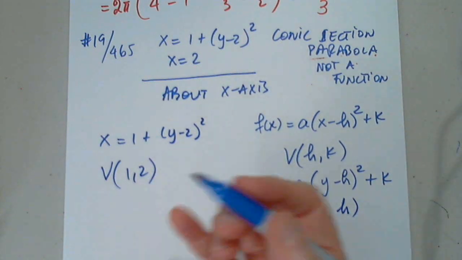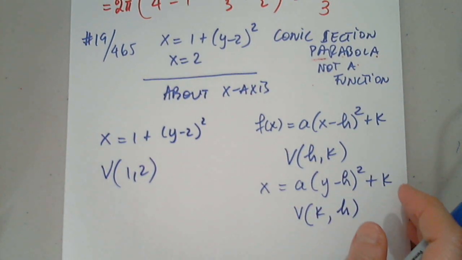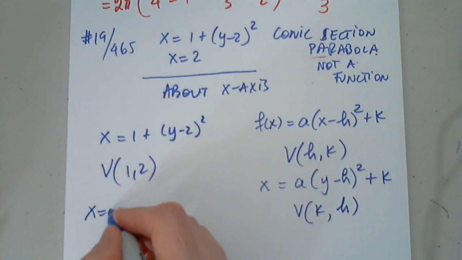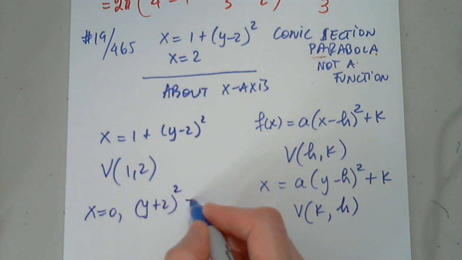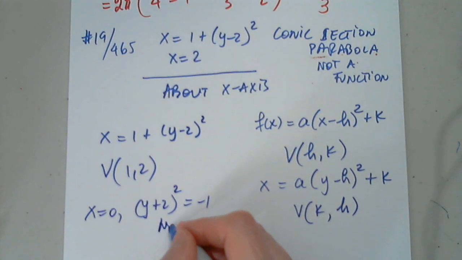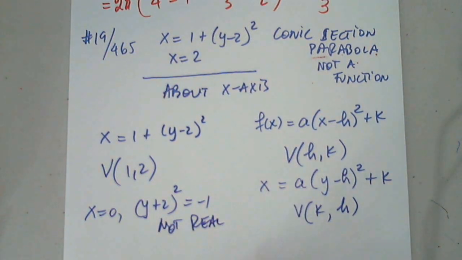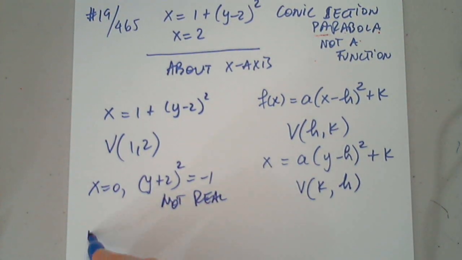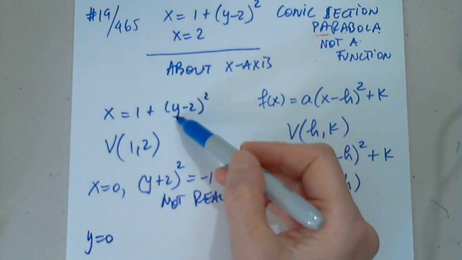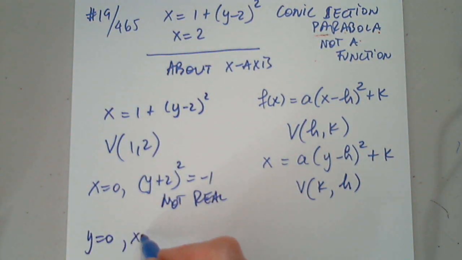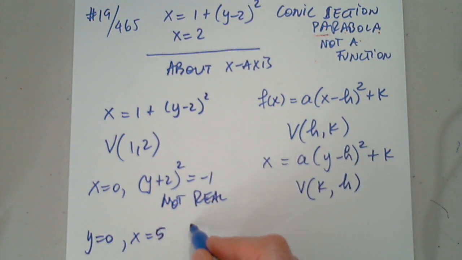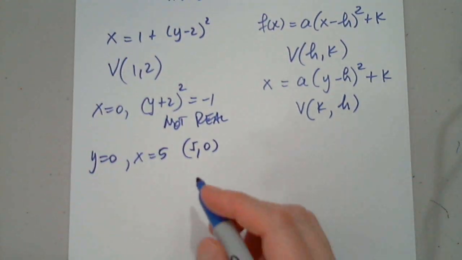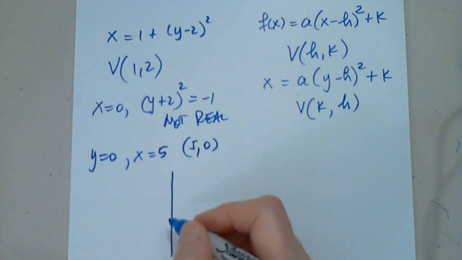Also, we need other points, right? X and y intercepts. So when x is 0, that's not going to be possible because I have (y minus 2) squared equals -1, not real. Now when y is 0, then we have (-2) squared, which is 4, 4 plus 1 is 5. So we have 5 comma 0. So let's graph this parabola, which is a conic section.